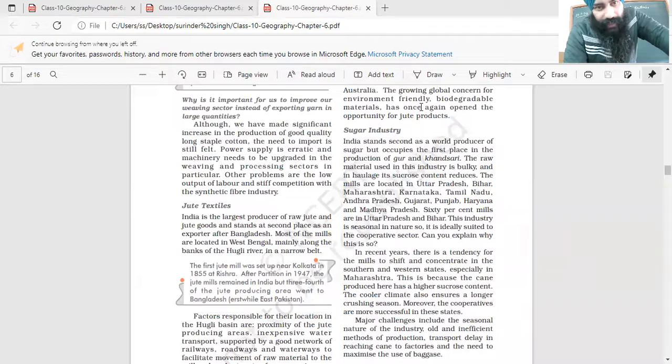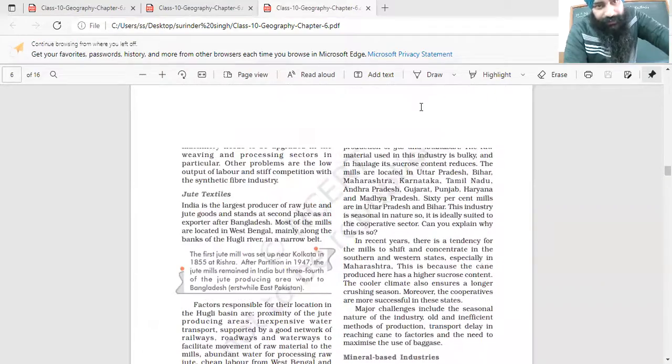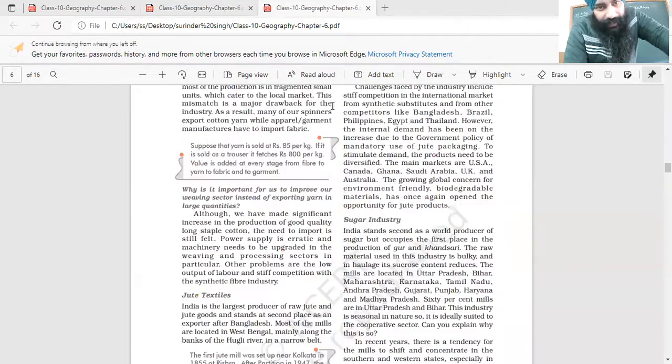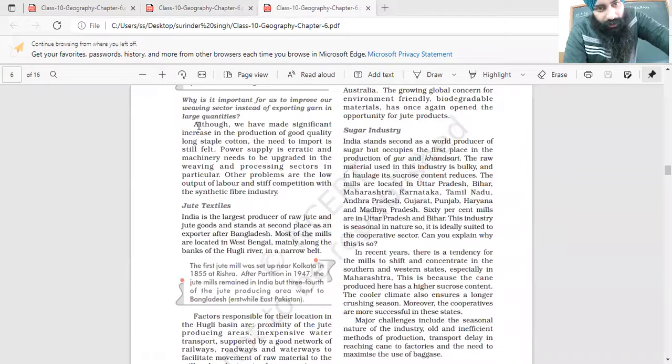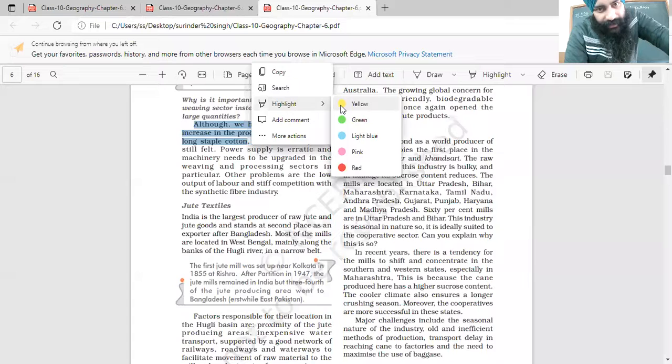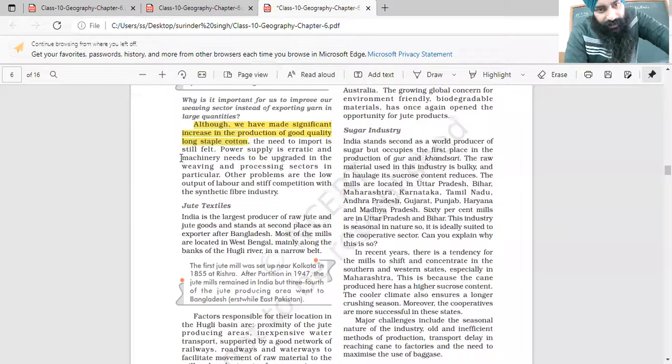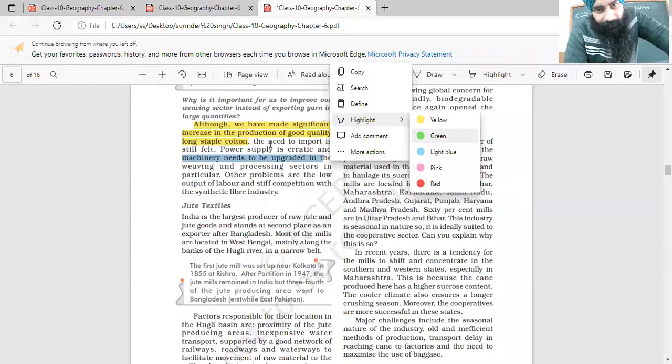Second is the low productivity of labor. Labor is not efficient enough to meet our present demand for manufacturing of cotton clothes. Manufacturing of cotton clothes is unable to be completed because of the low productivity of labor.